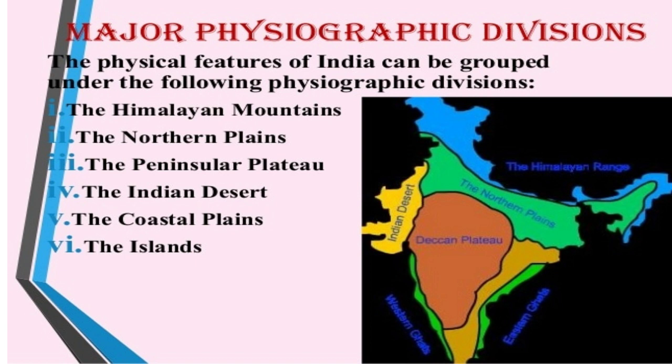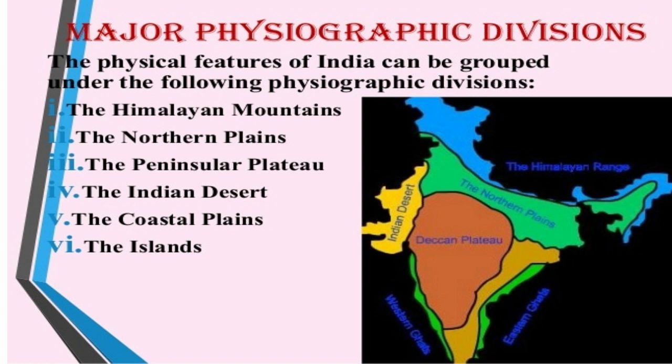And coming to the major physiographic divisions. So what are the major physiographic divisions? Here we have six. Those are the Himalayan mountains, the northern plains, the peninsular plateau, the Indian deserts, the coastal plains, and the sixth one is the islands.